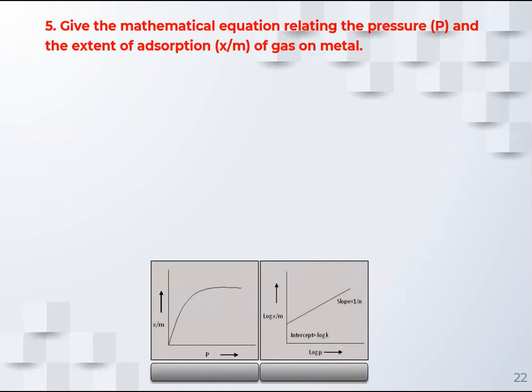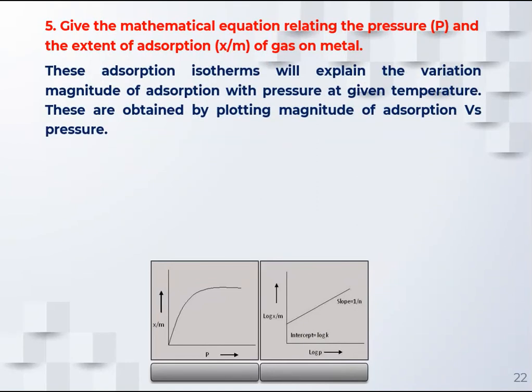Next question, give the mathematical equation relating the pressure and extent of adsorption of a gas on a metal. The adsorption isotherm explains the variation in magnitude of adsorption with pressure at a given temperature. These are obtained by plotting a graph of magnitude of adsorption versus pressure. So x by m is nothing but your magnitude of adsorption versus pressure. You have to plot a graph.